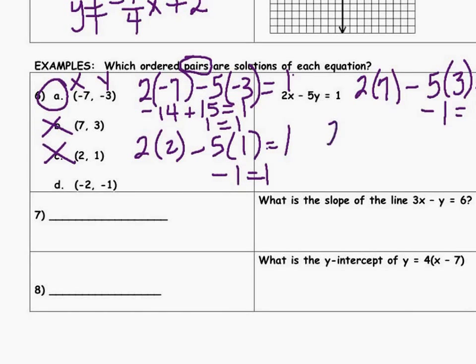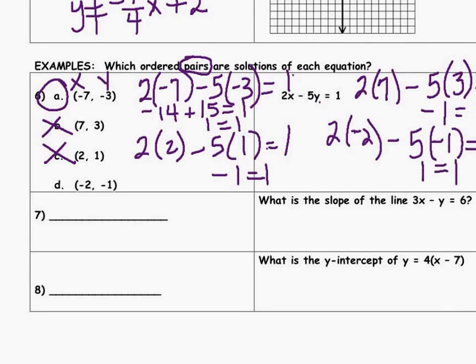And last of all, those negative signs don't want to work too well. Oops. Erase that. 5. In place of the y, I'm going to put in my -1 equals 1. -4 plus 5 is going to be +1. And so because that's equal to 1, that's also going to be an answer or a solution.